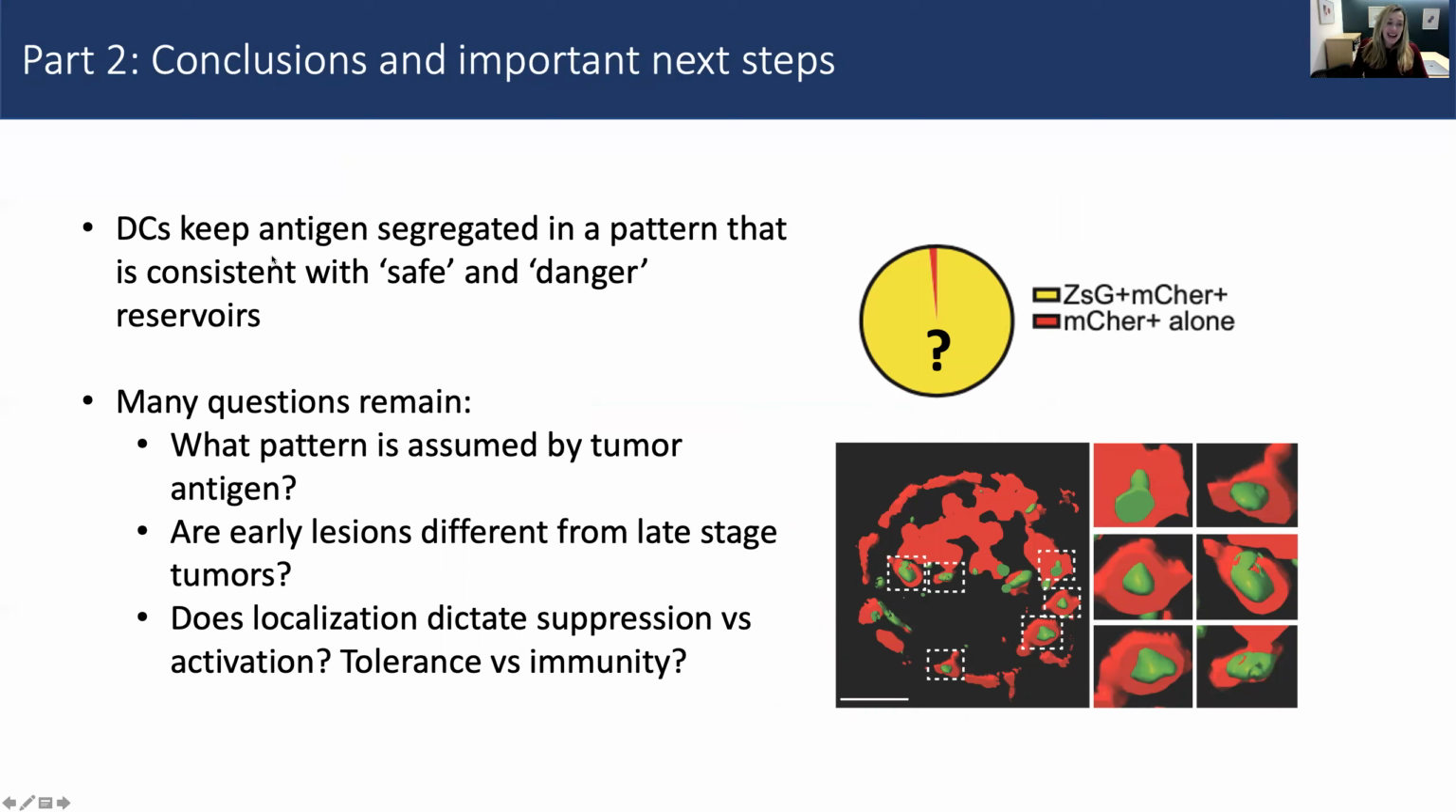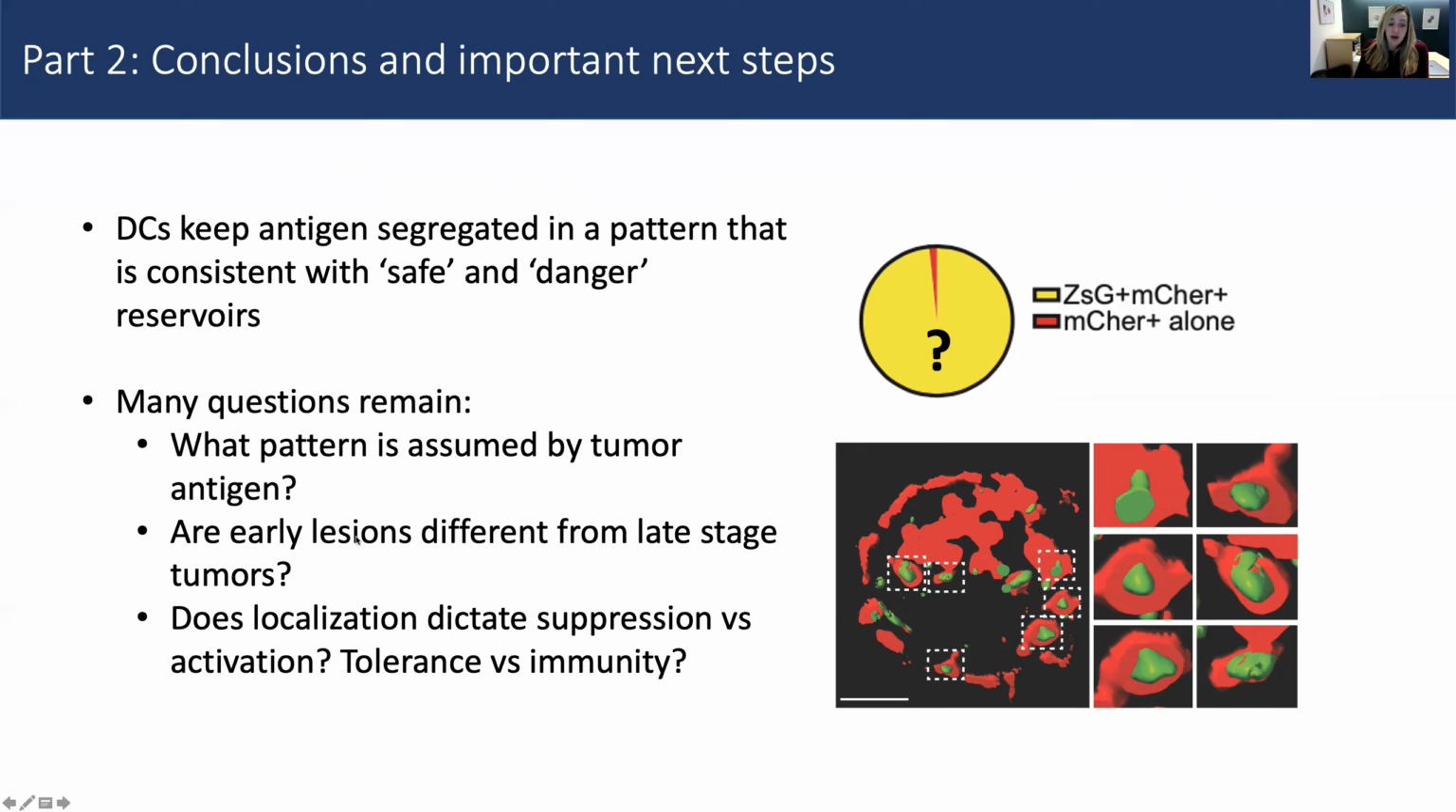But what I think we can say is that DCs are able to keep antigens segregated in a pattern that's consistent with safe and danger reservoirs. And so we're very curious to move this into looking at comparisons between self and tumor, given that tumor has both characteristic identity of self, but also is in a context of danger. So what pattern is being assumed by tumor antigen? And so we're interested in giving tumors to our self-reporter mice and seeing where the antigen resides.